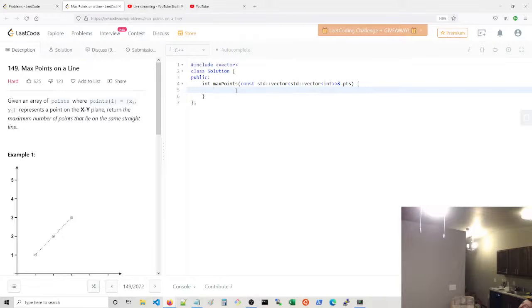You know what you could do also? How about this one? This might be quadratic. Point-slope form gives you a slope and a y-intercept. You can use the slope and the y-intercept as a key into a map, and take a frequency map of how many points, when you compare two points, have that slope. So every pair of points.